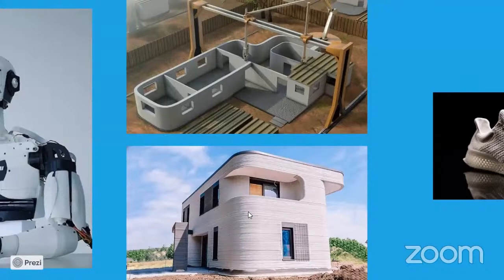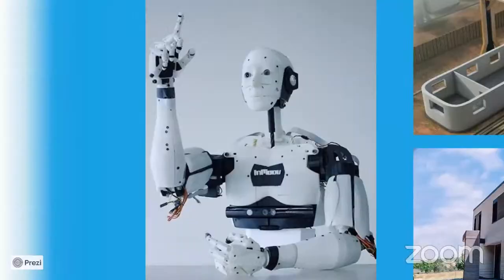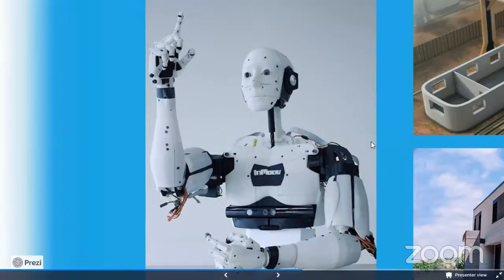They printed 10 villas in 24 hours using large 3D printers like this. Even in Chennai, recently there was a startup where a few guys started a new company that prints 3D printed houses. So it's another field that's coming up now. And then robotics. Robotics is all about 3D printing now.